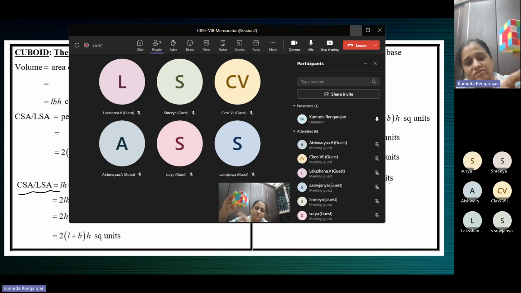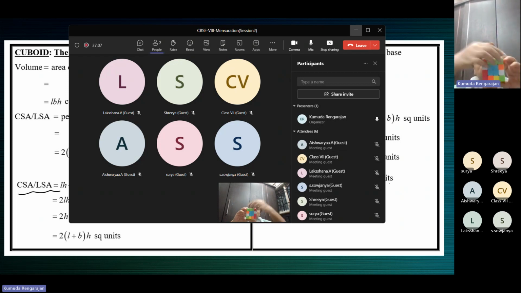See, this is the side face. Breadth into height. This one is the height, B into H. So this one is B into H, this one also will be B into H. So the front face is L into H, back face also L into H. Side face B into H, this side face also B into H.